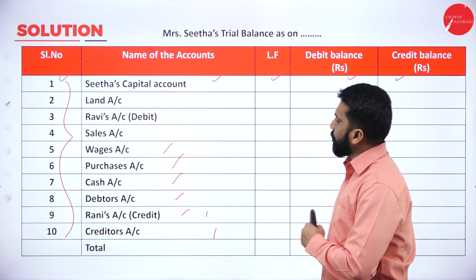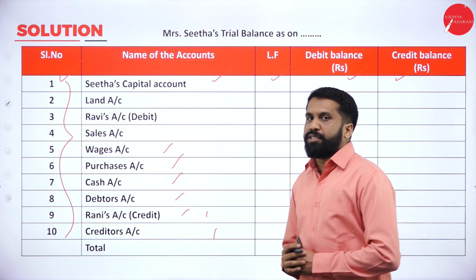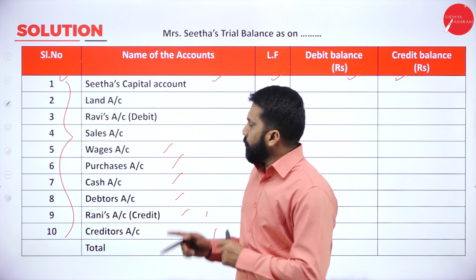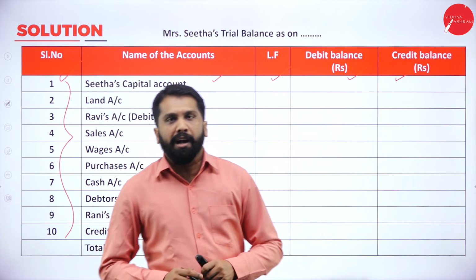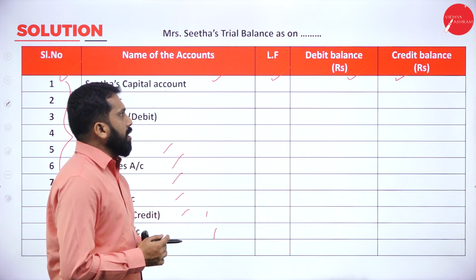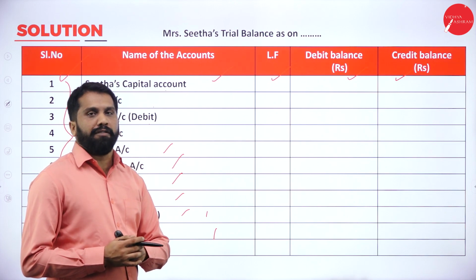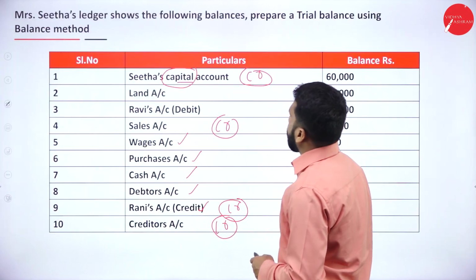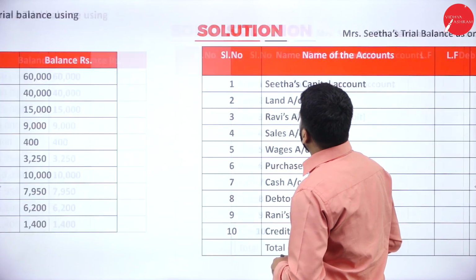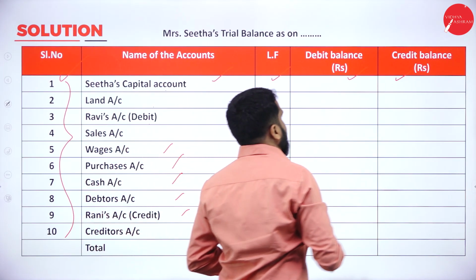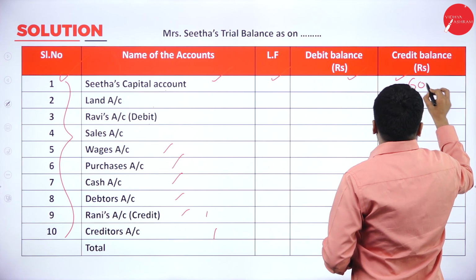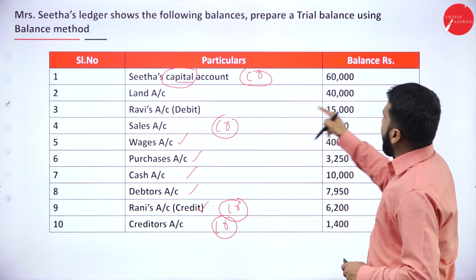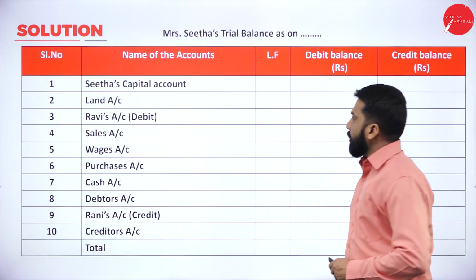These are the information we copied and pasted. We will not change anything from the question. As it is, we copy and paste. Now, what about your amount column? We should fill it now. Sita's capital account, how much? It is 60,000. So, Sita's account, credit side 60,000. Then, land, it is debit side 40,000.